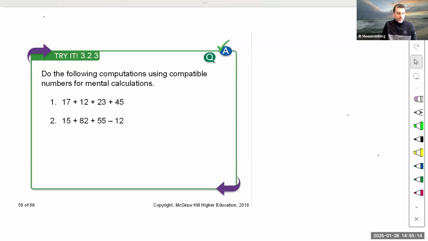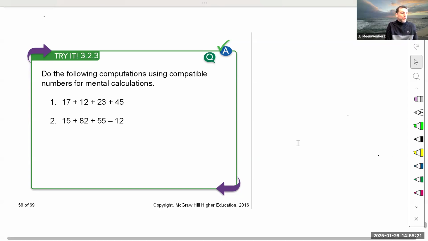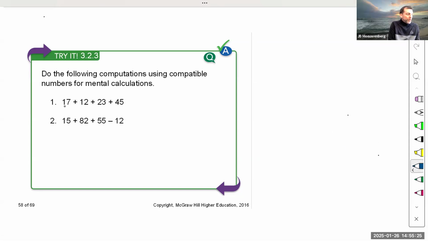Here are a couple good examples for you to try on your own. Pause the video and see what you can come up with. So on this first one, what you might notice is that we've got a couple numbers that match up nicely. The 17 and the 23. Again, it's the 7 and the 3 that add up to a 10. So it's going to give us a nice 0 in that tens place.